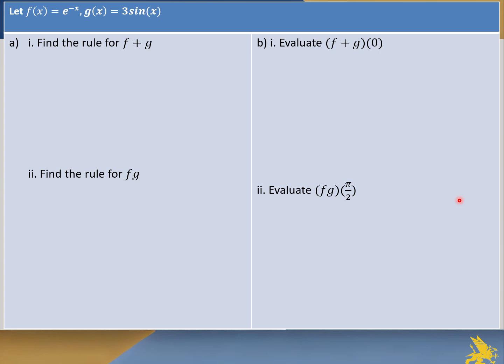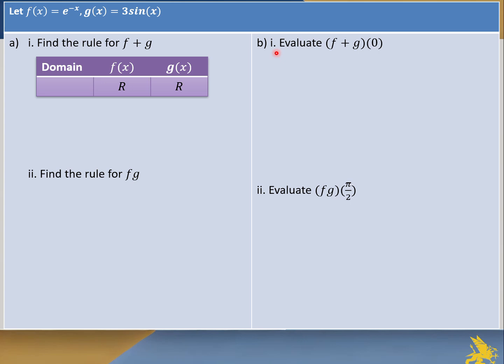The first thing we need to do when we've got two equations, e to the power of negative x and 3 sine x, and we're asked to find the rule for f plus g, is double check: is the domain the same on what we're using? If not, we have an endpoint, a point we can plug in to determine the endpoint for our new graph. Because they are both real numbers, it means it will go on forever.